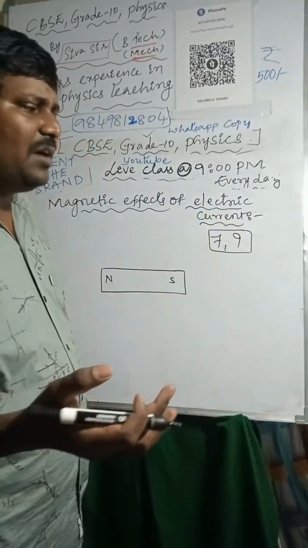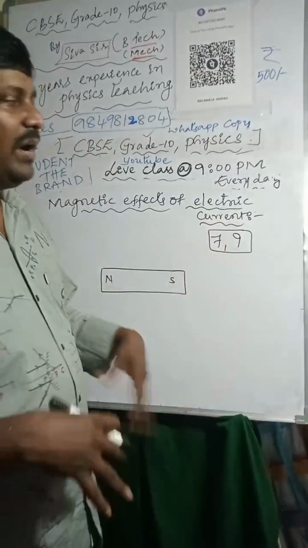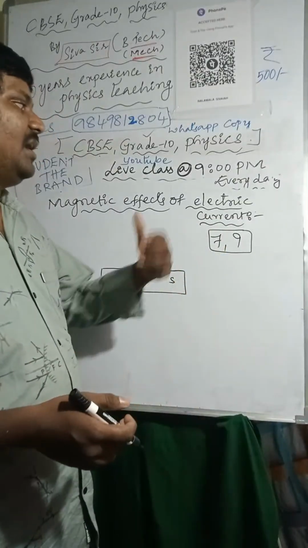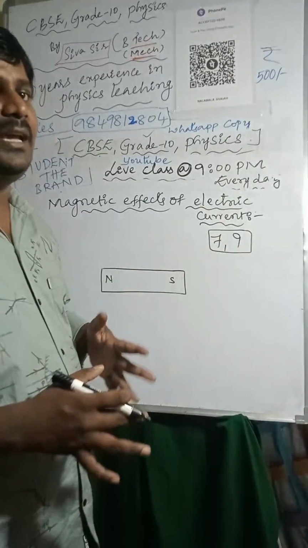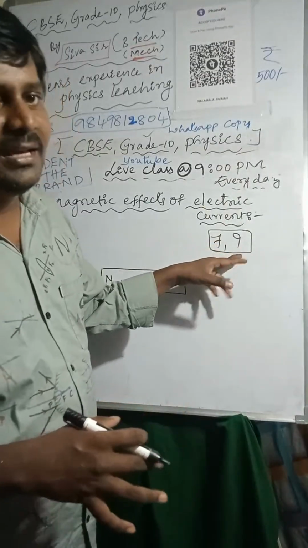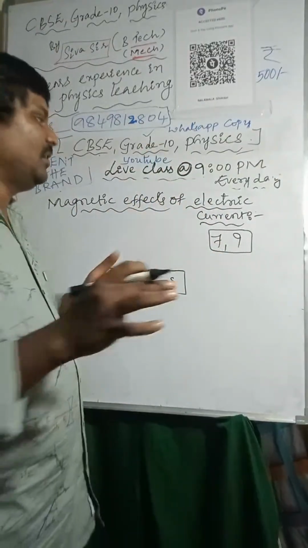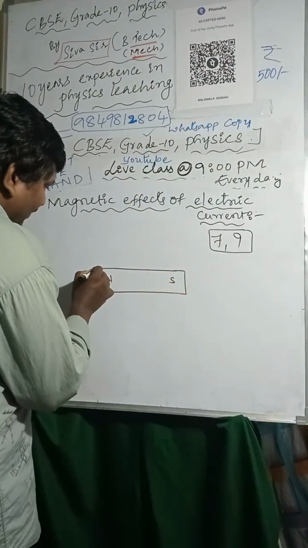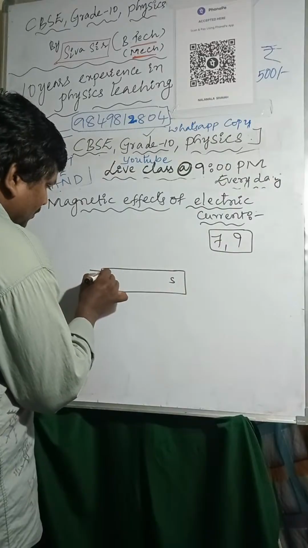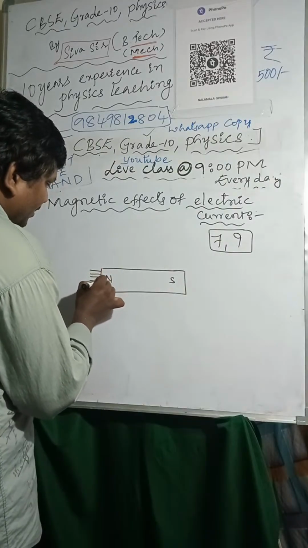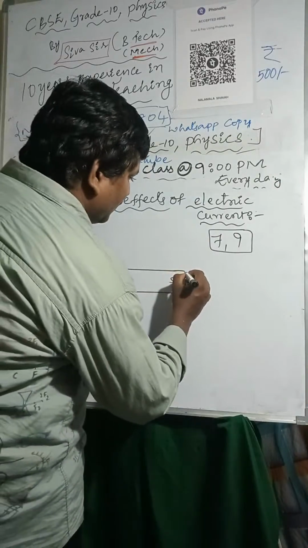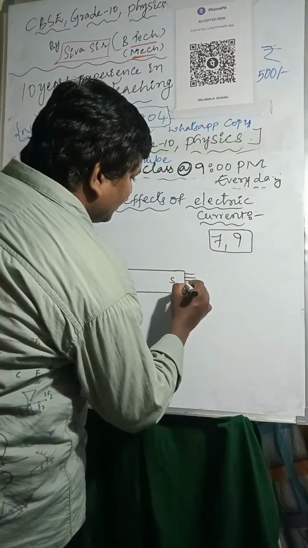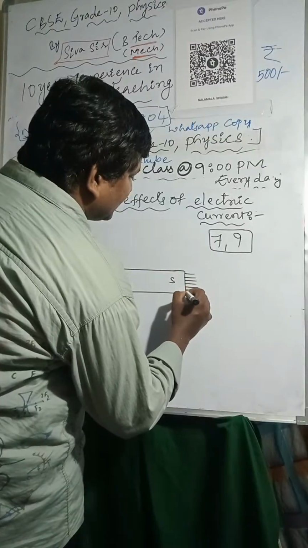Sir, why do we have to take only 7 and 9? Why can't I take 5 or 11? You can take those. But if you take 7 and 9, I will show you how it will be. So I'm taking 7 lines: 1, 2, 3, 4, 5, 6, 7.